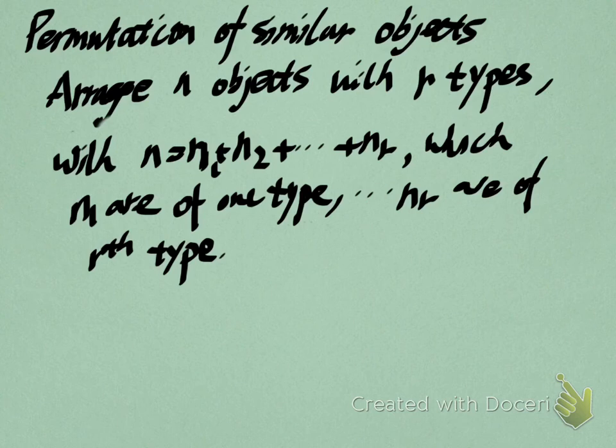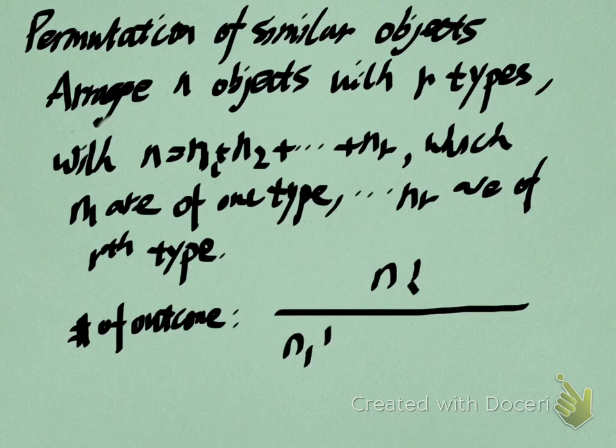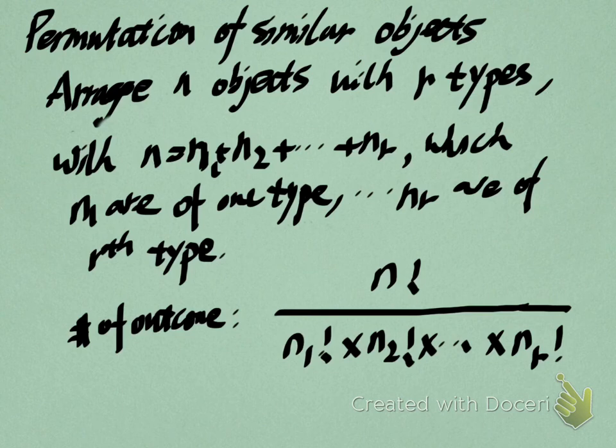If we want to compute the number of outcomes in the sample space for this case, the formula is that the numerator is still n factorial. This is the same as our previous permutation of subsets. But now the denominator is different. The denominator is n1 factorial times n2 factorial until times nr factorial. This is the formula to compute a permutation with some similar objects.